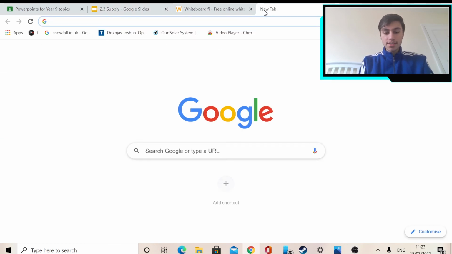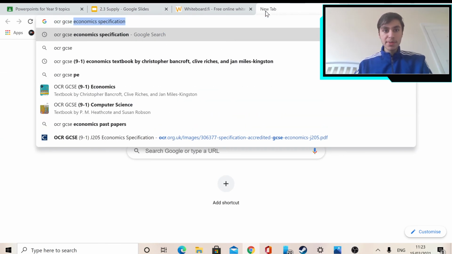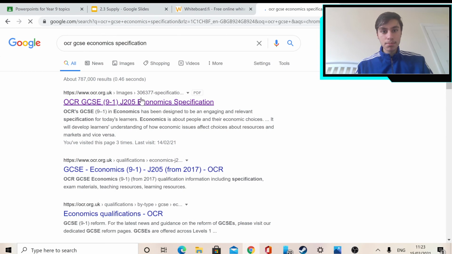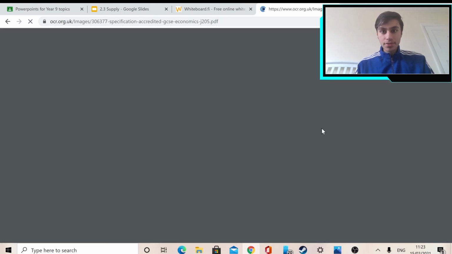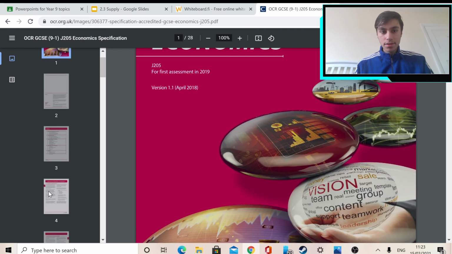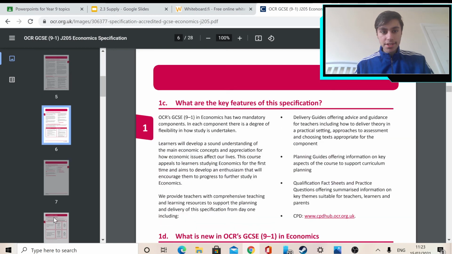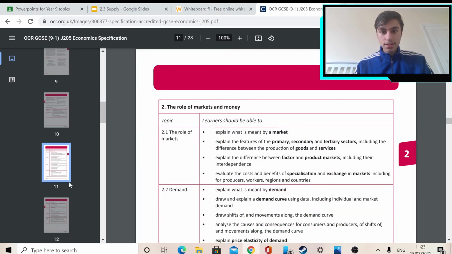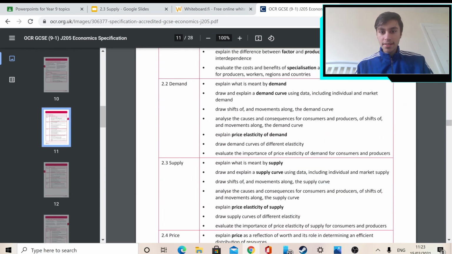And now let me just open the OCR GCSE economics specification. Let me just see if I've missed anything. Most likely not. Where is it? Supply? Yeah. Okay, so causes and consequences for consumers and producers of shifts and movements of the supply curve.